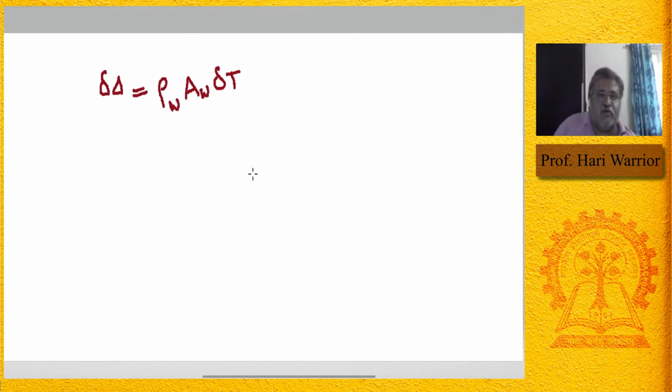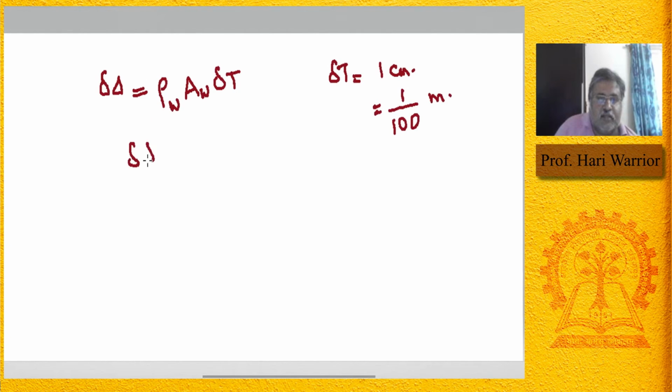So this you get. Now let us assume the ship sank. This is basically the sinking of the ship. So let us assume the draft is increased by so much, means the ship has sunk like that. So this is the amount by which it is increased. Let us assume that delta t is 1 centimeter. Okay, if delta t is 1 centimeter, this basically I'll write as 1 by 100 meter. So this thing is equal to rho W AW by 100.